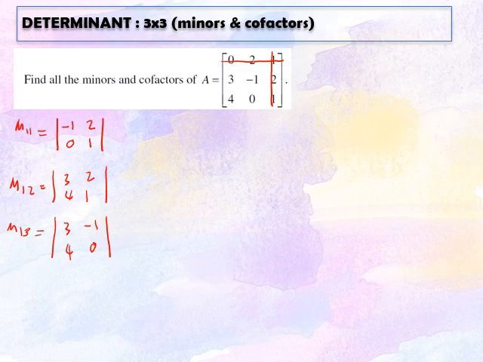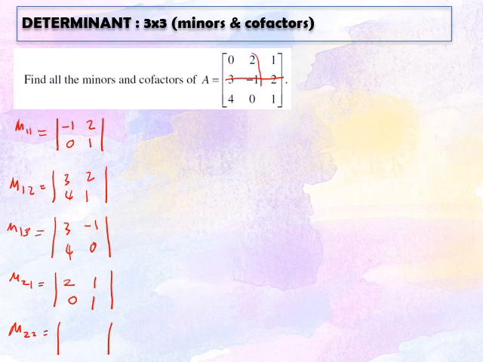And then M21, row 2, column 1. So it's 2, 1, 0, 1. And then M22. We will have it equal to row 2, column 2 here. We delete the row. So 0, 1, 4, 1. Okay, next is M23, row 2, column 3. We delete. So 0, 2, 4, 0. We are left with that.